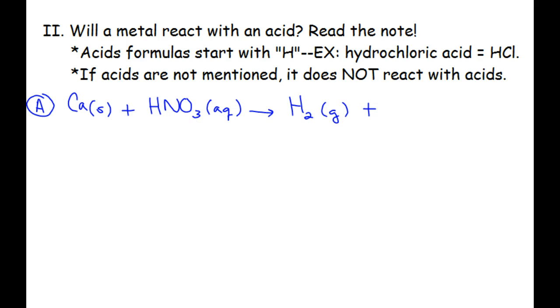And then you would have to make a compound from calcium and nitrate. Now, since calcium's a +2 and nitrate's a -1, it's going to be Ca(NO3)2. And if you check your solubility rules, all nitrates are soluble, so that one's aqueous.